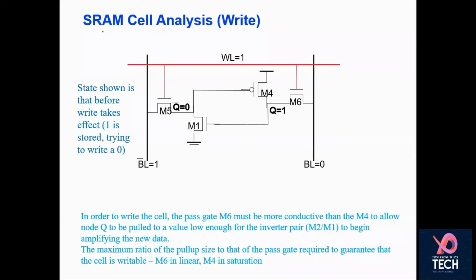SRAM cell analysis for write operation. So here you can see the write is effective, then what are the conditions that need to be met. This we have already discussed in the previous slides, but here they have shown which transistors are on and which are off. So here you can see when 0 is there, these two are on and these two are on. Other transistors are off.